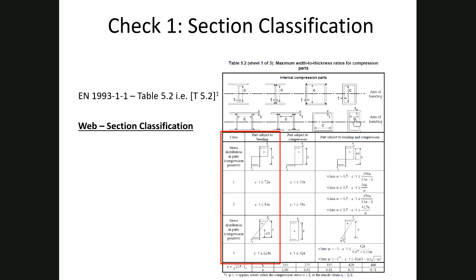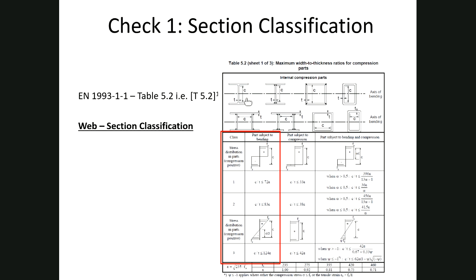So we go to Eurocode 3, part 1, and if we go on to table 5.2, table 5.2 will allow us to classify the section in there. So on sheet 1 of 3, we have the parts, and we classify the webs first.